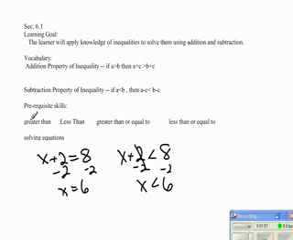Some prerequisite skills that you need: you need to know the greater than sign looks like that. The less than sign looks like that. Greater than or equal to is greater than or equal to. Less than or equal to is less than or equal to. You should have learned those before, and you'll need them again in this lesson, so you need to know which one is which.